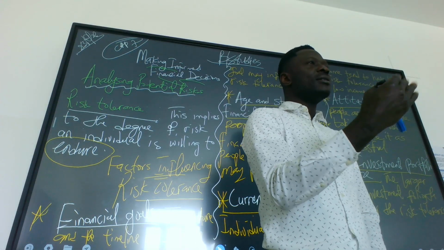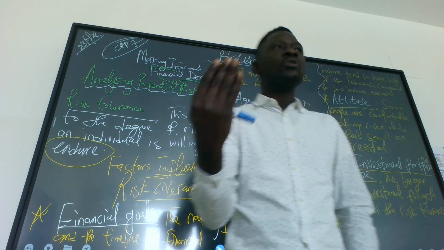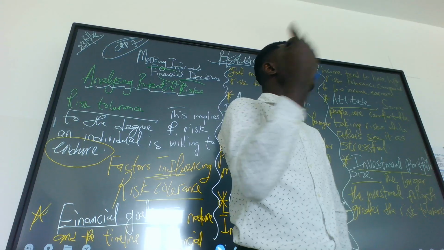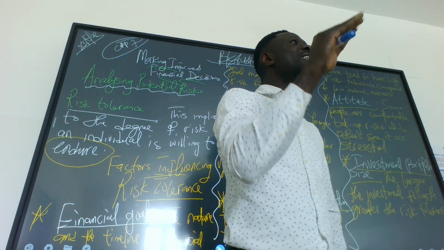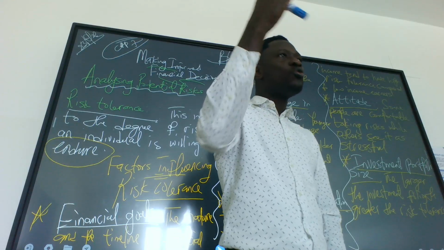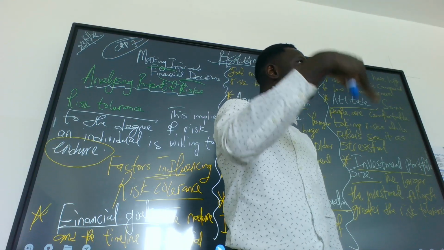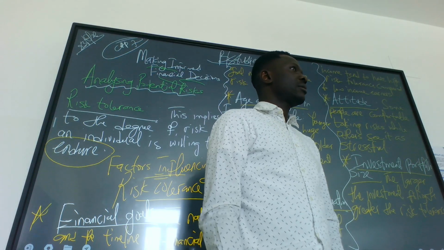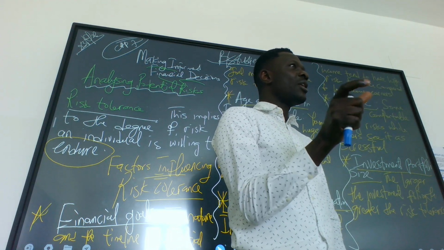Risk means circumstances that are beyond your control. You might lose property, you might lose something. So how much risk can you take? So the extent to which you can take risk is determined by your risk tolerance. Do we get risk tolerance here?